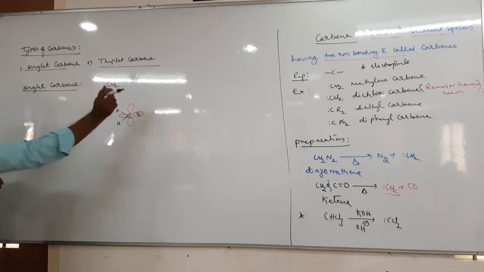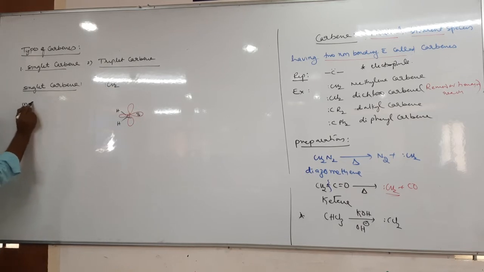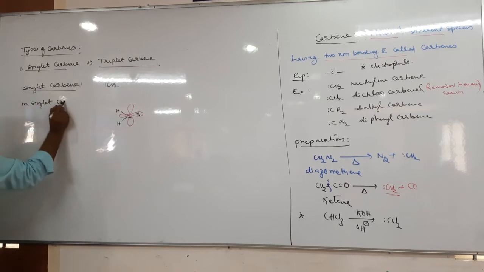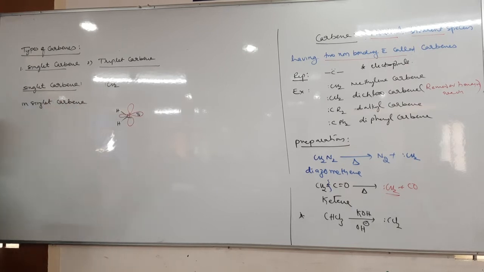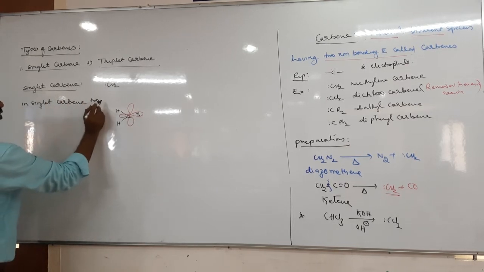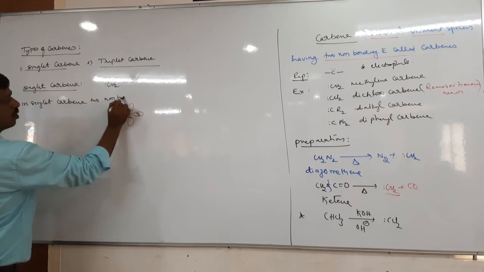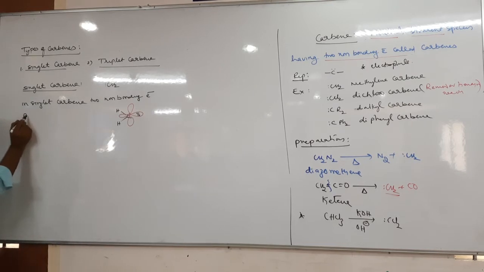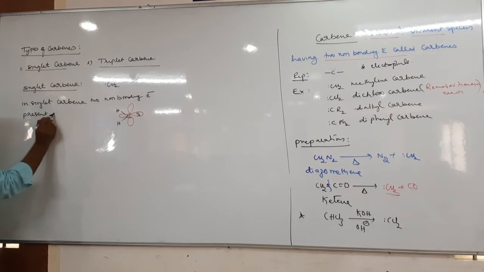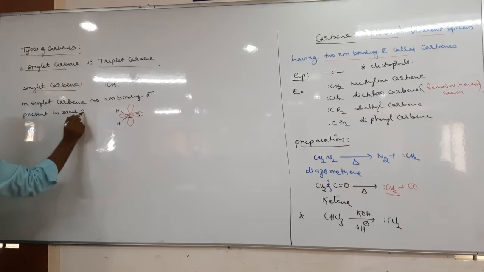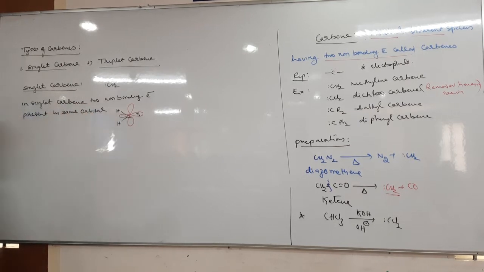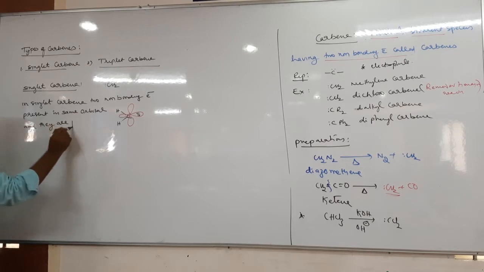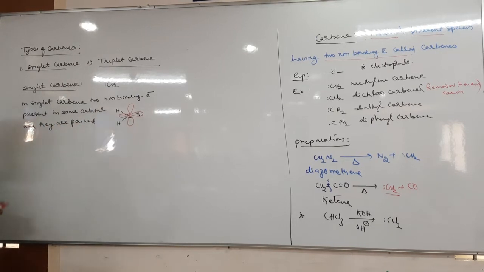Therefore, in singlet carbene, two non-bonding electrons are present in the same orbital and they are paired like this.